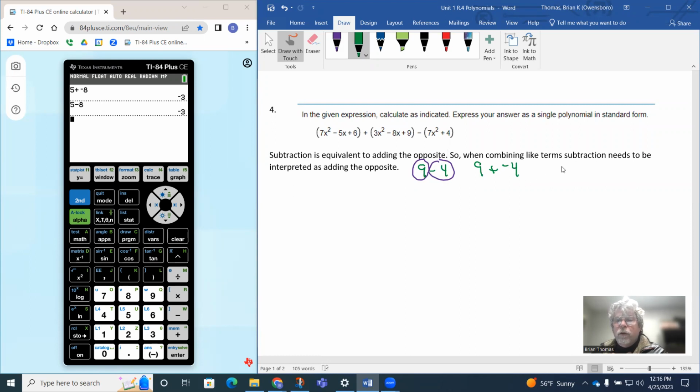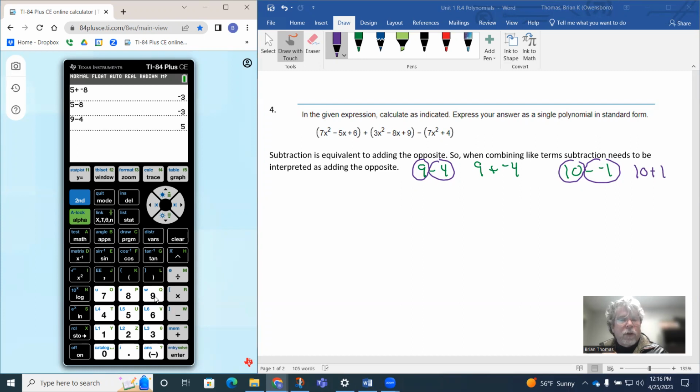So these are equivalent. If I have 10 take away a negative 1, this can be interpreted as 10 and the opposite of a negative 1. So really this is the same thing as 10 plus a 1. Remember, on a calculator, you can type it as 9 minus 4, or you can type it in as 9 plus a negative 4. They're equivalent. Or you can type it as 10 take away a negative 1, which gives you 11, or you can simply say 10 plus a 1, which is 11.